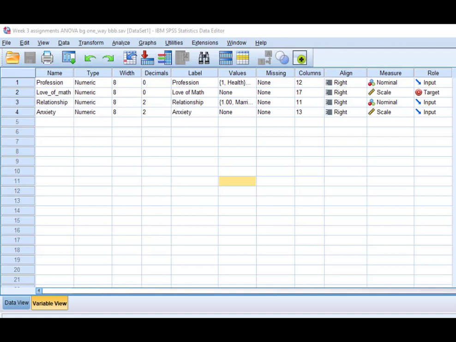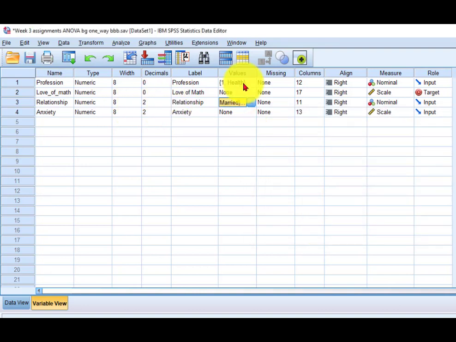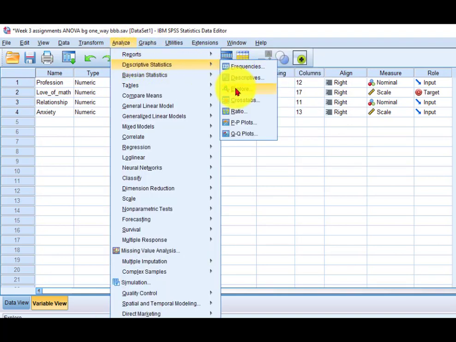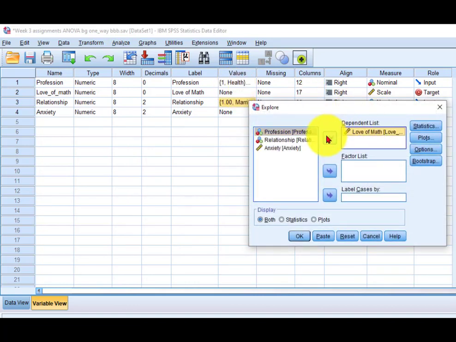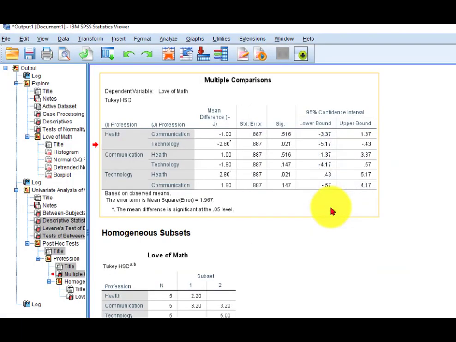Here's the next one-way between group ANOVA, with the categorical IV being relationship with 8 levels: married, single, divorced, cohabitating, widowed, multiple, never been in one, and other. Kind of curious what other would be, but let's keep going. Those are our different levels, and let's check anxiety, our DV, to see if it's normal. We're going to go to Analyze, Descriptives, Explore. Out with love of math, in with anxiety, and our plots, histogram, normality, still checked. Click OK.